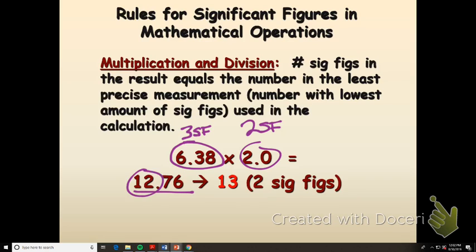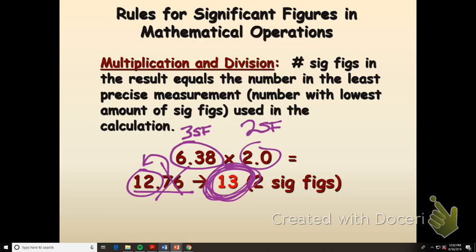So I only want these first two. So I'm canceling out the 7 and the 6. And since the first one I canceled was a 7, I have to round the number up to 13. So that's why the correct answer is 13, because I must round it to two significant figures. It's always about rounding, okay?